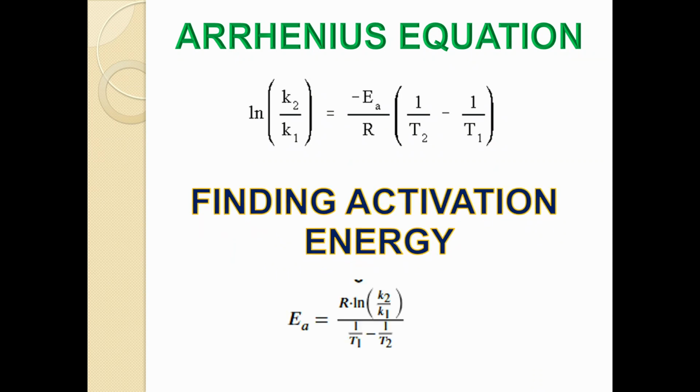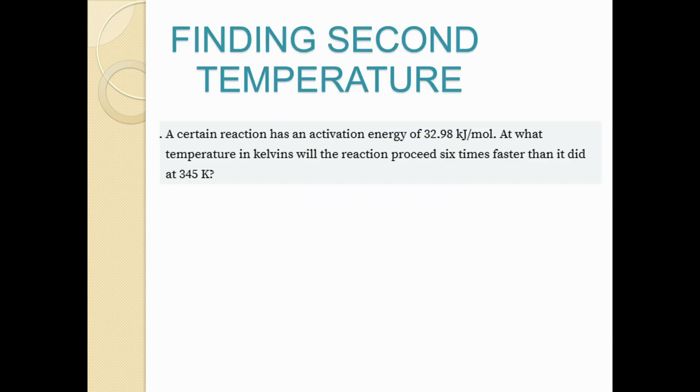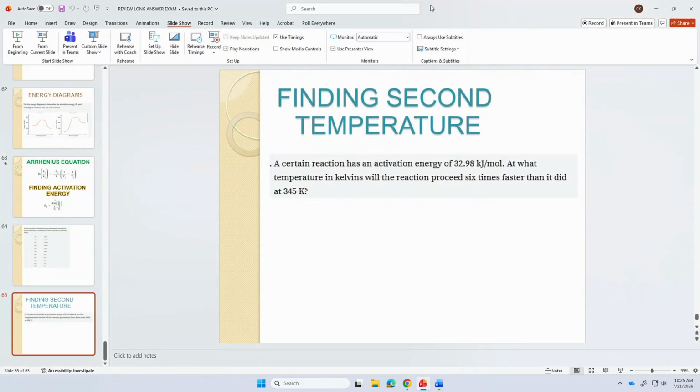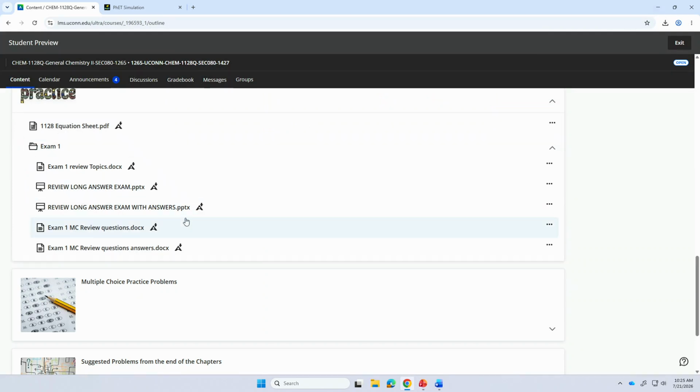The Arrhenius equation, it's on the equation sheet. And it's simply solve for E sub A given 2 Ks and 2 Ts. Okay, finding the second temperature is a little more complicated, so I ended up not putting it on the test, but you do need to use the Arrhenius equation.